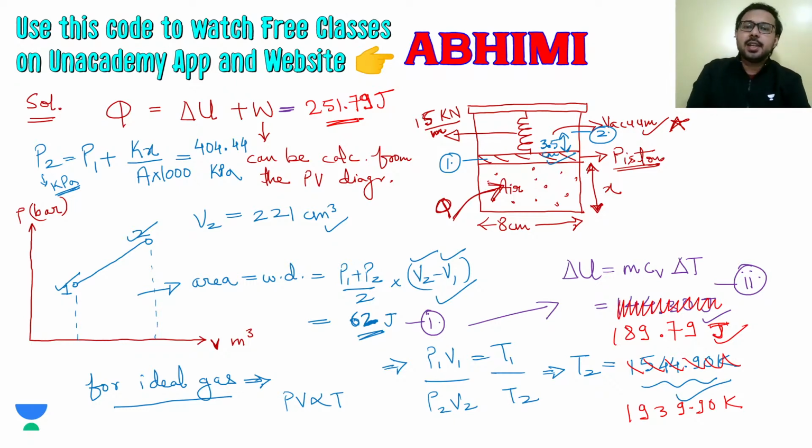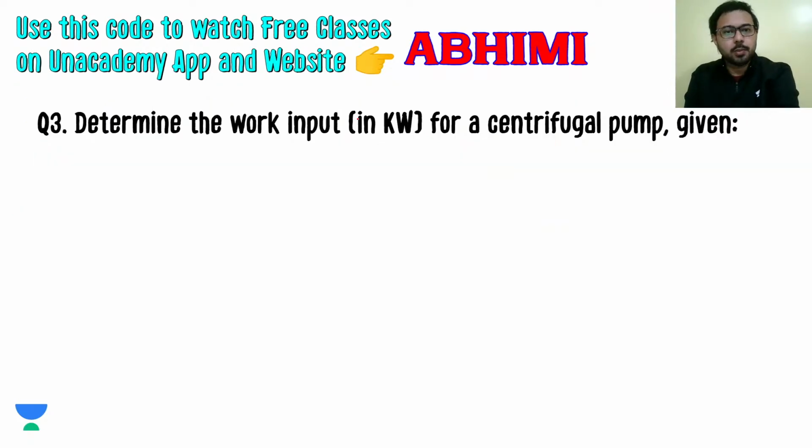And in this year's GATE exam only, we have encountered one of these spring questions. So again, a very good question, and I hope you understood this very properly. And let's move forward to the next question, question number 3, where we have to find the work input for a centrifugal pump given below.